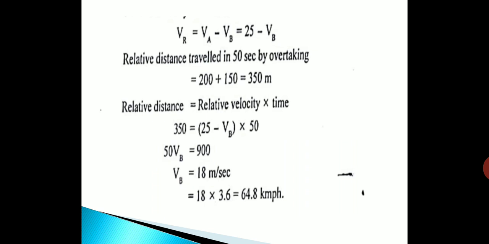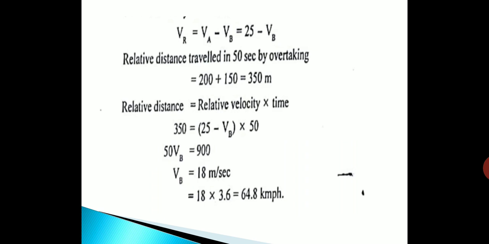Now how that 3.6 has come is 60 into 60 divided by 1000, which gives you the direct factor for converting meter per second to kilometer per hour. Similarly, 0.27 is the factor for the reverse conversion. That is, if you want to convert from kilometer per hour to meter per second, the factor comes out to be 0.27, which you can also use directly. So here we have found the speed of train B, that is VB, which is 64.8 km per hour.